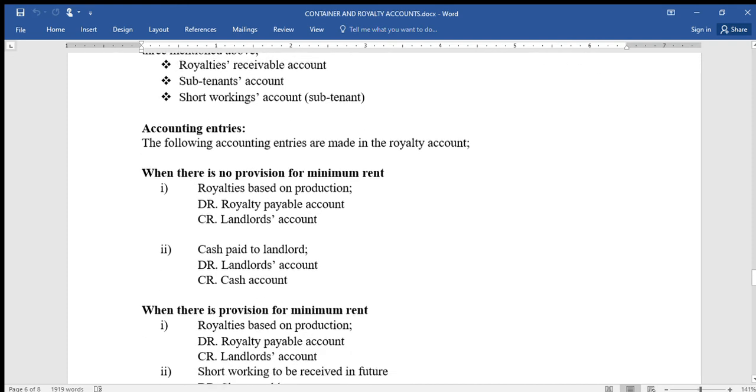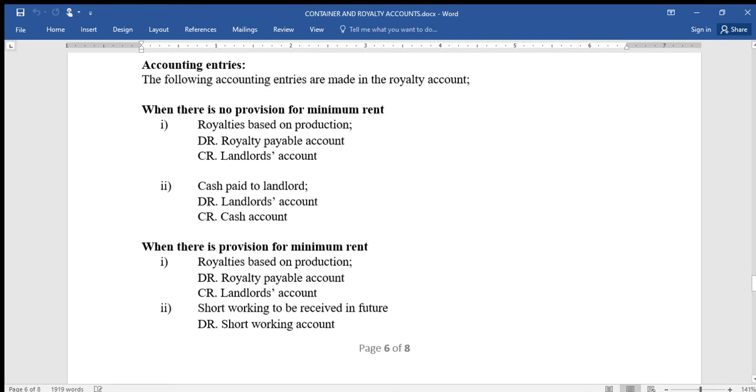Now let's look at accounting entries. The following accounting entries are made in the royalty account. First, when there is no provision for minimum rent, for royalty based on production, we debit the royalty payable account, then we credit the landlord's account. And when cash is paid to the landlord, we credit cash.